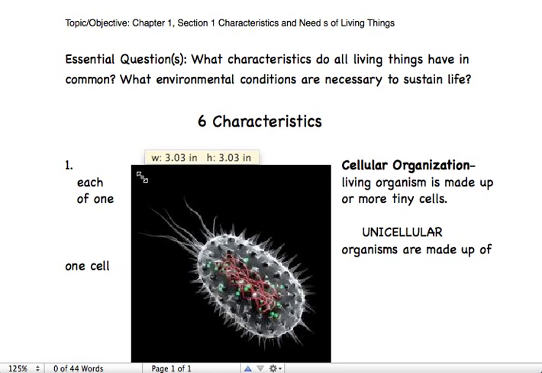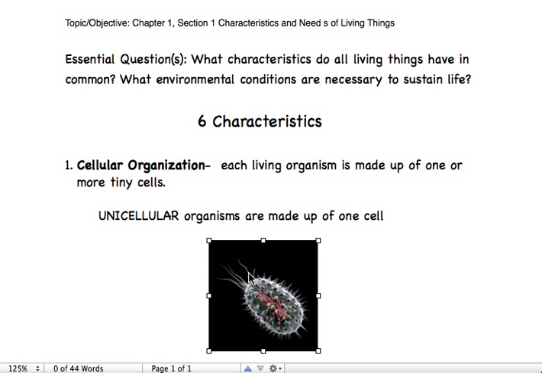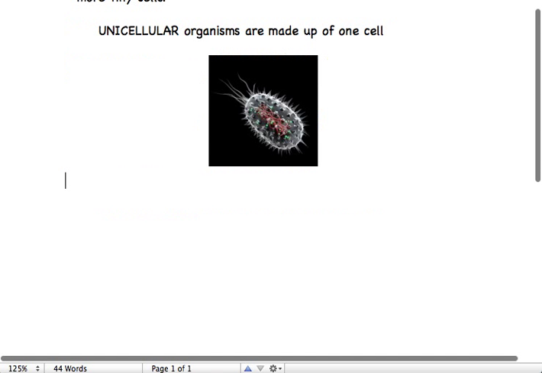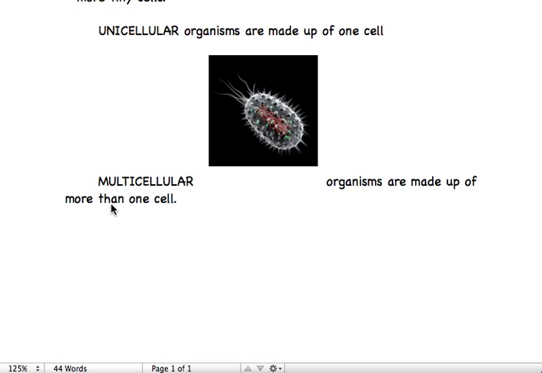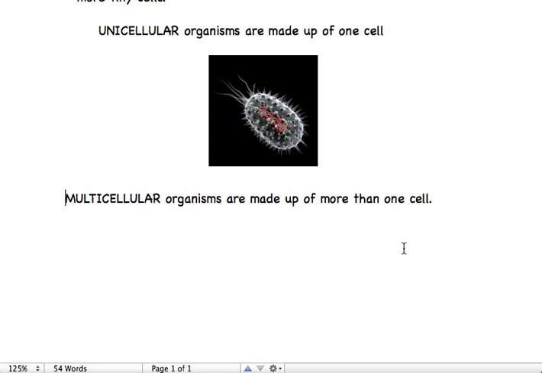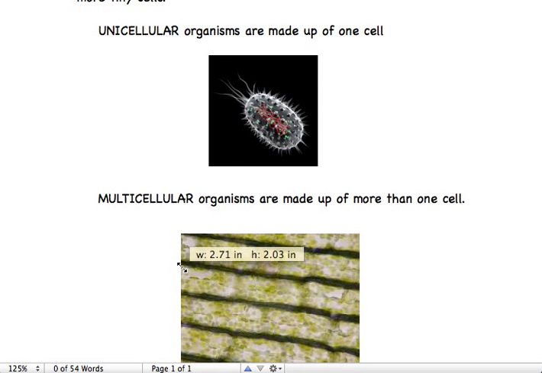Bacteria are unicellular organisms, and here is an example, a little pretty picture of a bacterial cell. If an organism is made up of more than one cell, we are going to say that that is a multicellular organism. So I'm going to put that in there. Multicellular organism is made up of more than one cell. And an example of a multicellular organism is plant. And here is an up-close picture of some beautiful plant cells.